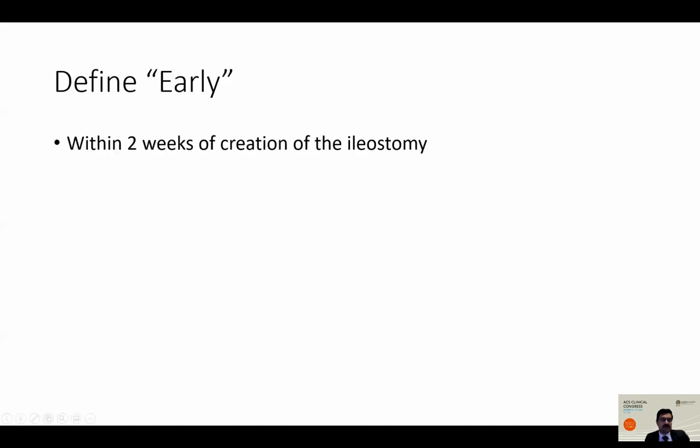So early, for the purpose of this talk and for the data analysis, the review of literature out there, would be within 2 weeks of creation of the ileostomy. In other words, you'll see many studies which compare reversal of ileostomy at 1 month or at 2 months compared to 6 months. That is not what we are talking about here. We are talking about taking down the ileostomy between days 10 and 14 after creating it. So really early in the life history of the ileostomy.